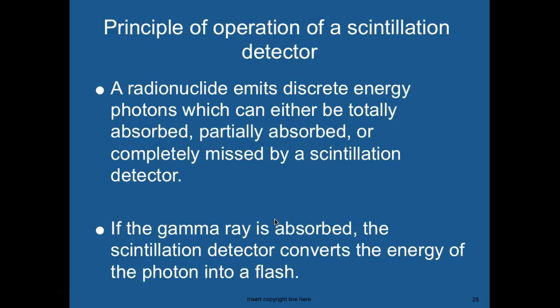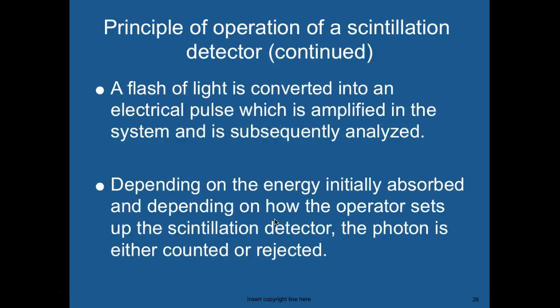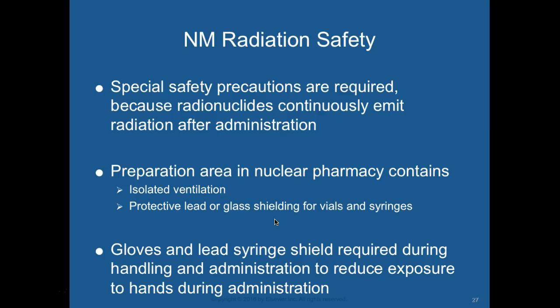So the principle of operation of a scintillation detector. A radionuclide, we're going to go through this again, emits discrete energy photons which can either be totally absorbed, partially absorbed, or completely missed by the scintillation detector. If the gamma ray is absorbed, the scintillation detector converts the energy of the photon into a flash of light. The flash of light is converted into an electrical pulse, which is amplified in the system and analyzed. Depending on the energy initially absorbed and depending on how the operator sets up the scintillation detector, the photon is either counted or rejected. So that's basically how it happens.